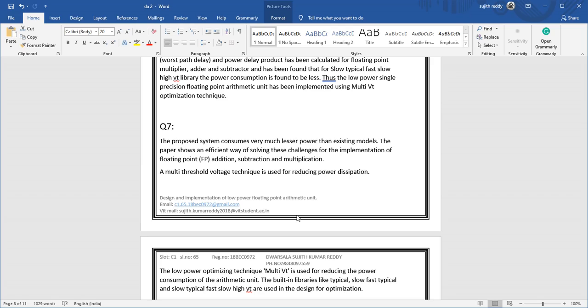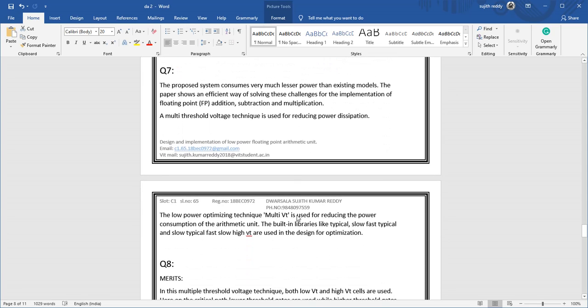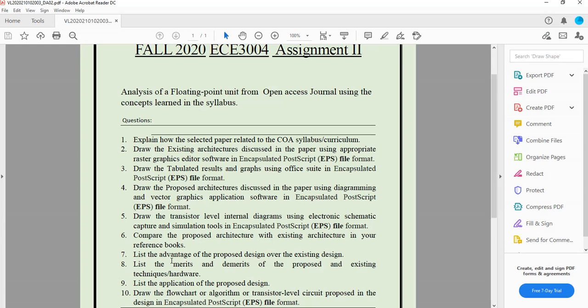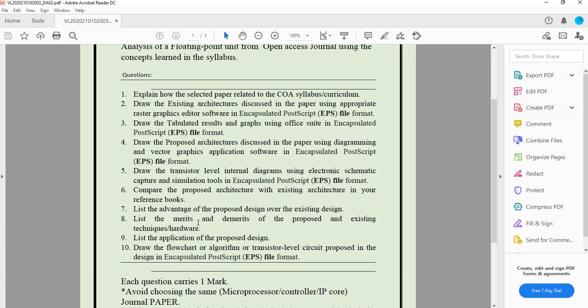A multi-threshold voltage technique is used for reducing power dissipation. The low power optimization technique multi-VT is used for reducing the power consumption of the arithmetic unit. The built-in libraries like typical, slow fast, typical slow, typical fast slow, and high volt are used in the design for optimization. So for the eighth question, list the merits and demerits of the proposed and existing techniques of hardware.